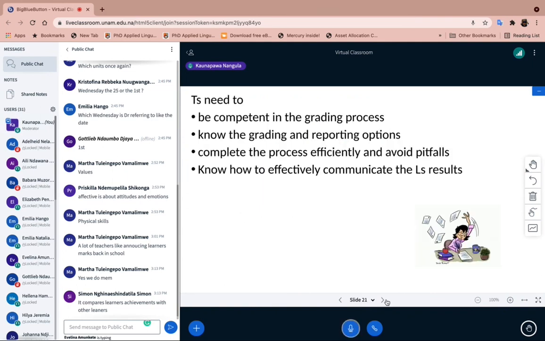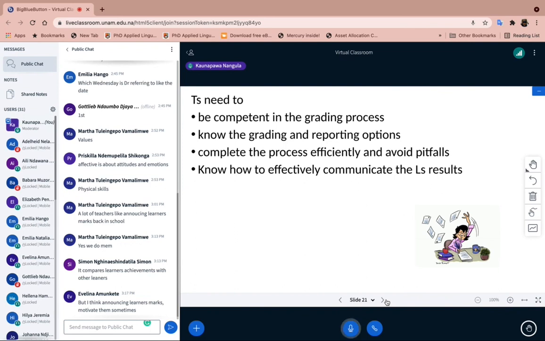Reporting of results. We as teachers need to keep in mind that we need to be competent in the grading process and know the grading and reporting options. As a teacher, you need to know that, like how do you grade? You need to know that process. For some of the examinations, for example, for some of the syllabus, they have given you guidelines at the end on how to assess certain aspects of the paper that you're assessing. But hopefully too, when you get to the schools, the head of department or the subject head will guide you in that process if you are struggling on how to assess.